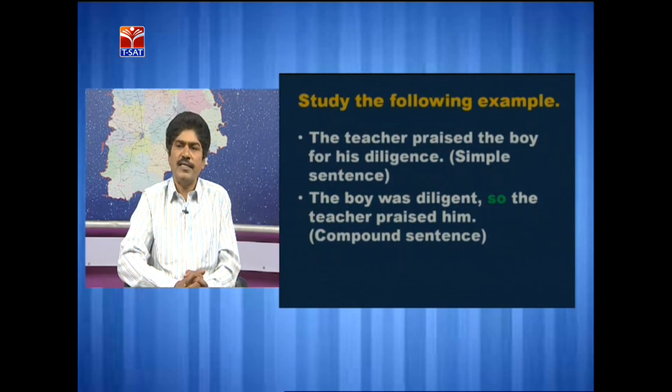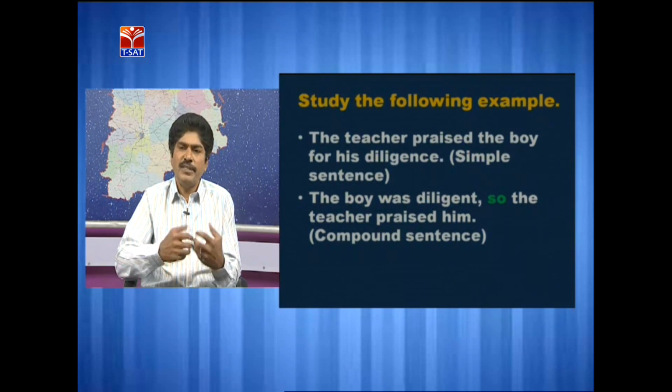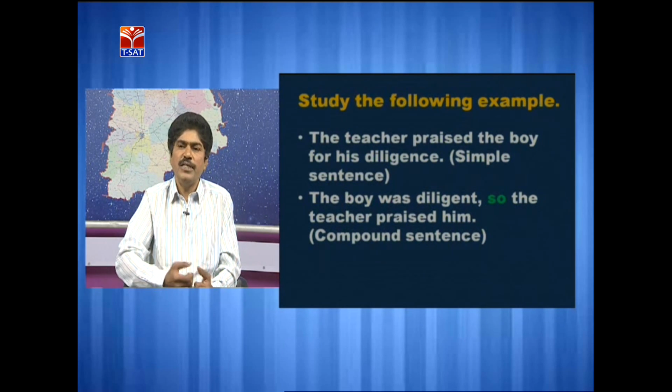Then come to study one other example here. The teacher prized the boy for his diligence. This is one simple sentence. The boy was diligent, so the teacher prized him. We changed that simple sentence into a compound sentence by using the coordinating conjunction so. Hence, in this way, we change some simple sentences into compound sentences by using coordinating conjunctions.